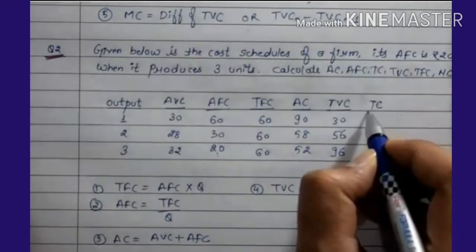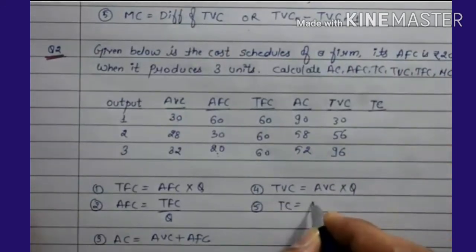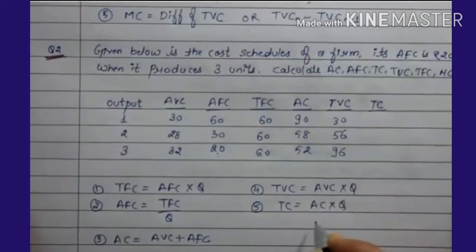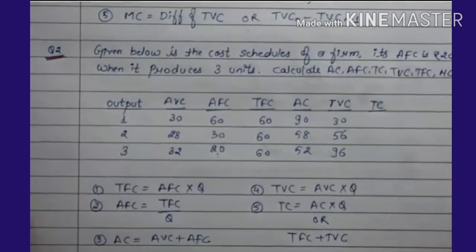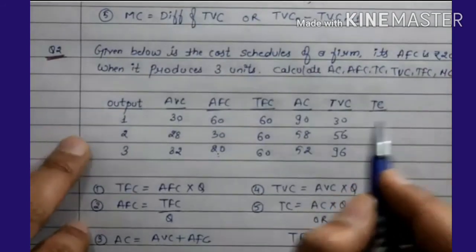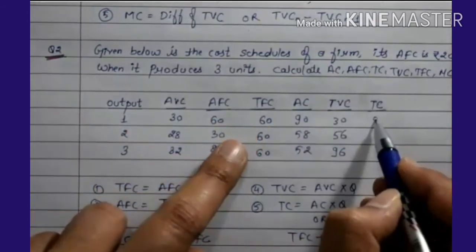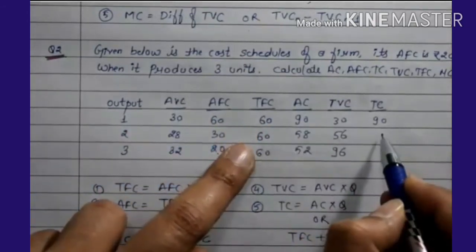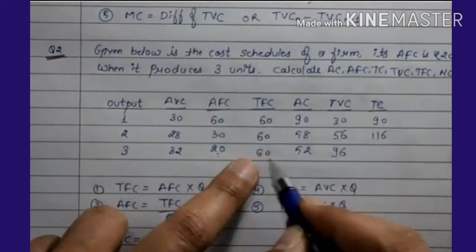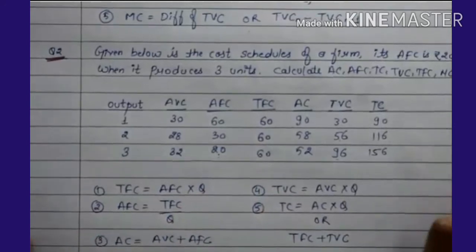Next is TC. How will you find TC? TC is equal to AC into Q, or it may be written as AVC plus AFC. So both ways you can find. So we can find 60 plus 30 is 90, 56 plus 60 is equal to 116. Then 60 plus 96 is equal to 156.